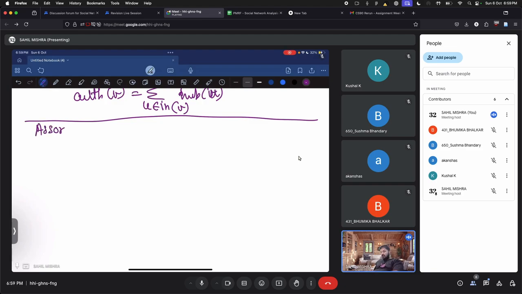Then there is assortativity, an easy concept, yet it is asked quite a lot, and it might be asked this time as well. So assortativity is based on the saying I mentioned, that a man is known by the company he keeps.